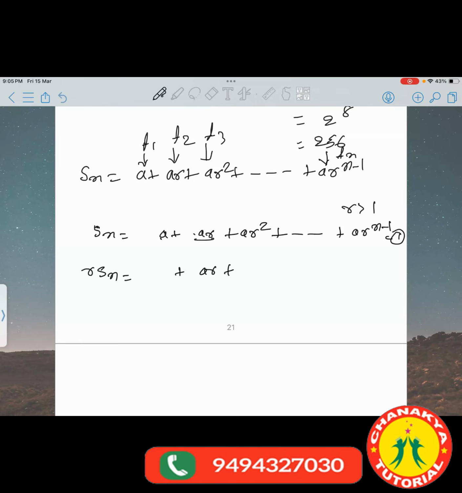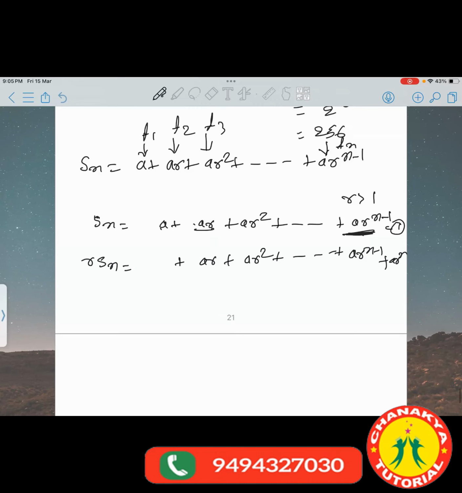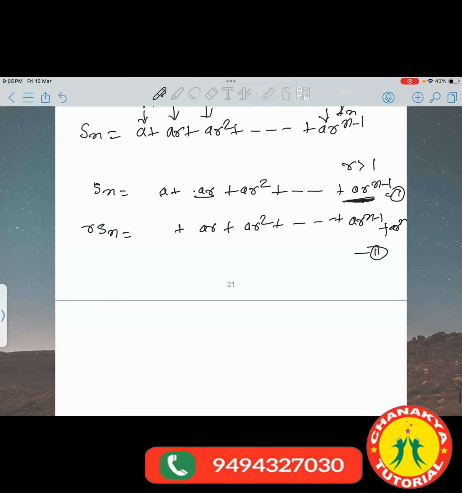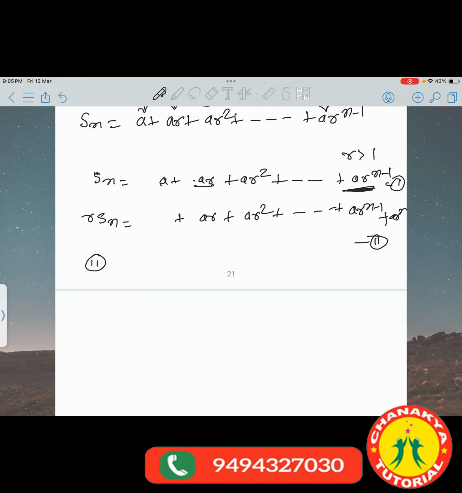ar multiply with r, ar square, right? Like that. Now here is ar power n minus 1, right? Or if here multiply, then basically ar power n, right? This is the second equation, right? So now subtract equation 1 from 2. Subtract 2 minus 1, equation 2 minus 1.